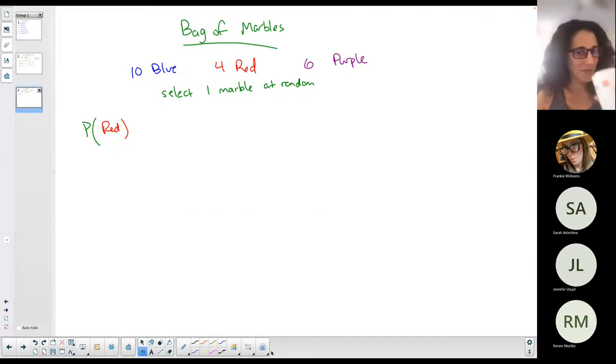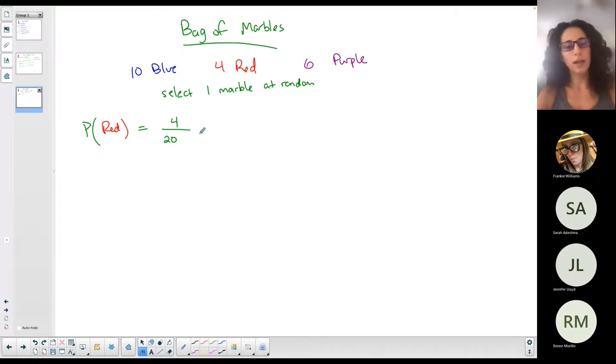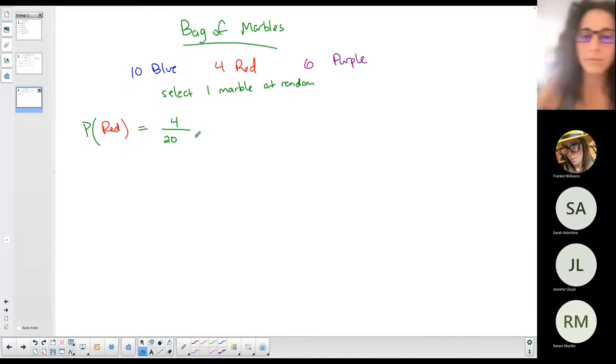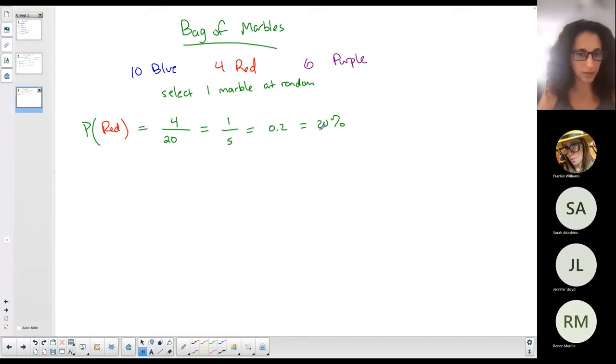Okay, does anyone want to try it? I'm checking the chat too. So it would be out of 20 marbles, you get 4 chances to find a red. Yep. So my probability would be 4 possibilities of this particular scenario out of 20 total marbles, 20 total outcomes, right? And so that's my probability, which can be simplified as 1/5, which I believe is 0.2 or 20%. Good. Any questions?